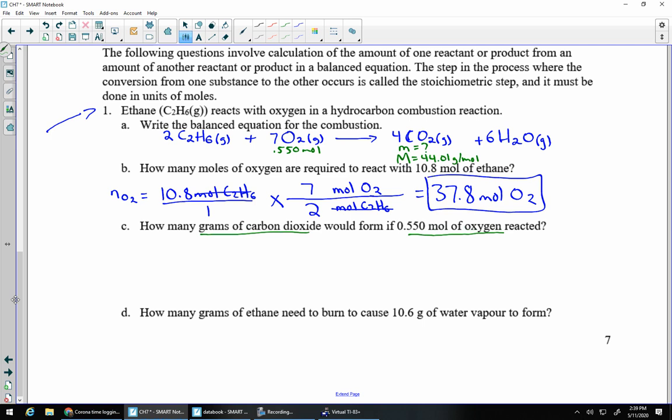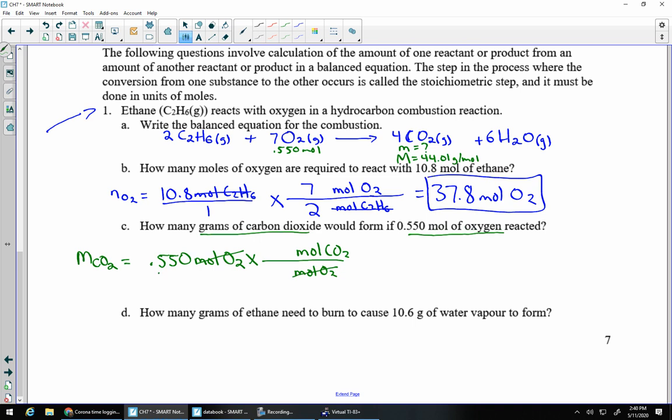So let's go ahead and start to think about this. My mass of CO2 is what I'm looking for. So I can say, okay, I'm going to start with my 0.550 moles of oxygen. I'm going to figure out the moles of carbon dioxide, because if I have the moles of carbon dioxide and I have the molar mass, I can find the mass. So I've got to cancel moles of oxygen, and I've got to end up with moles of CO2. So if I'm canceling moles of oxygen, it's originally on the top.